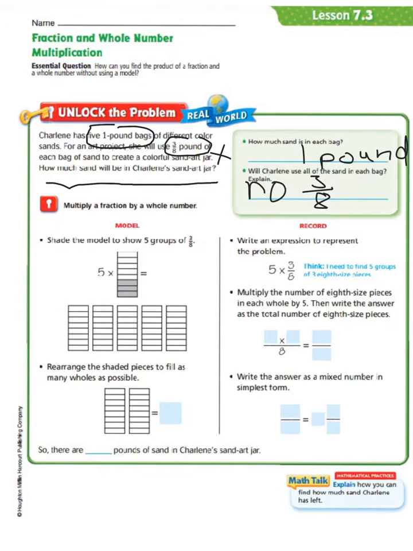Now, to get started, we're going to multiply a fraction by a whole number, exactly like we did in the last chapter, except this time we're not going to be using the models. It says to shade the model to show 5 groups of 3/8. If you look, we have 1, 2, 3, 4, 5 groups, and we need to shade 3/8 from each group. So let's go ahead and shade 3/8. Again, this may not be exact, but you guys can have an idea. It's not going to be perfect.